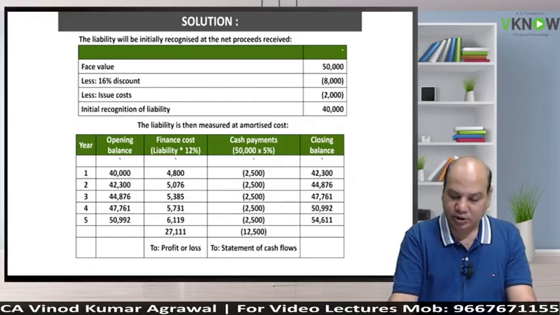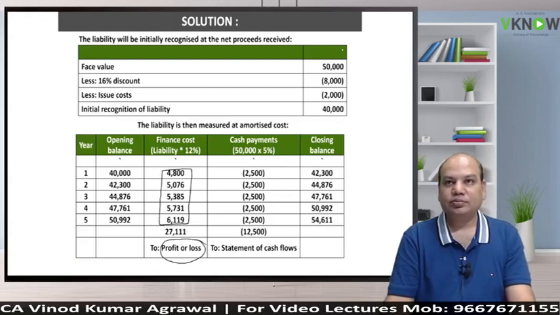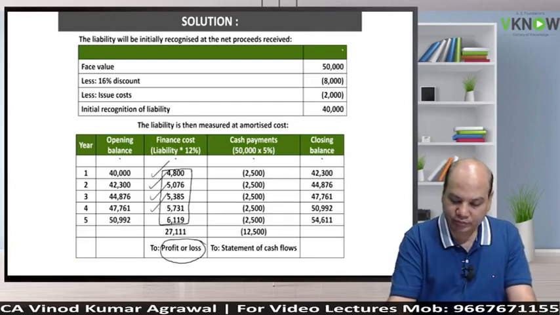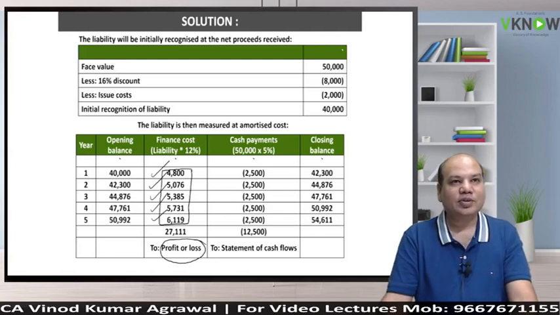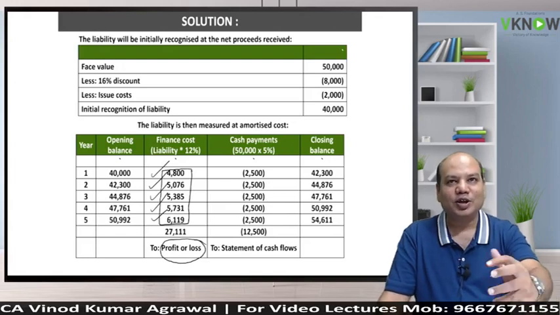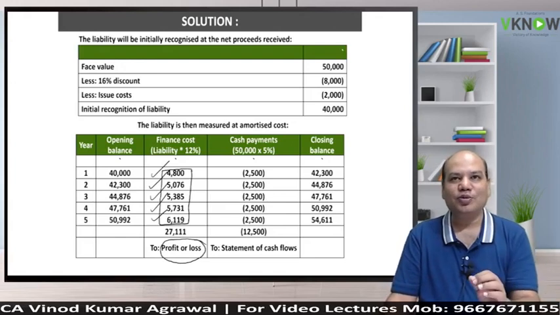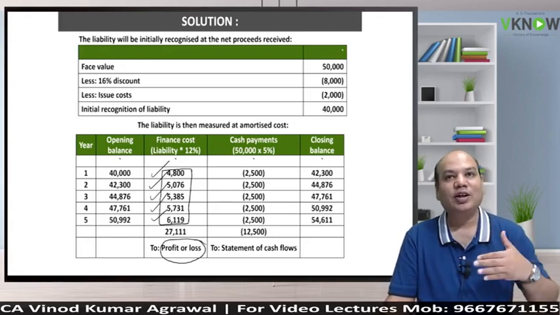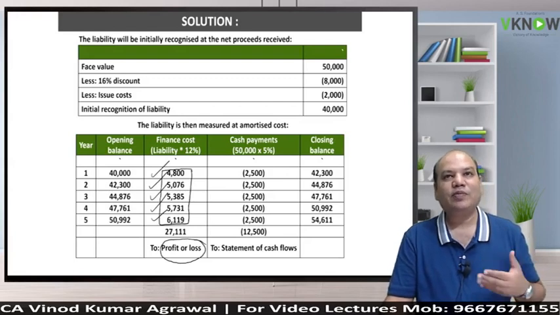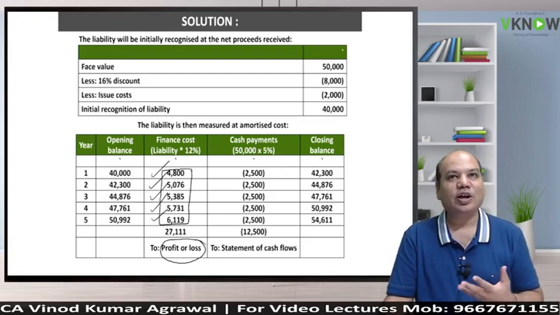The question was how this item will be presented. These items will be shown in the P&L account. Every year in the P&L account we will show finance cost, these figures, not the payment. That was the old GAAP, where the actual interest paid to the lender was shown as interest cost. Here we don't do that. Here we record effective interest. Effectively how much you are paying, that is important, rather than contractual cash flow.